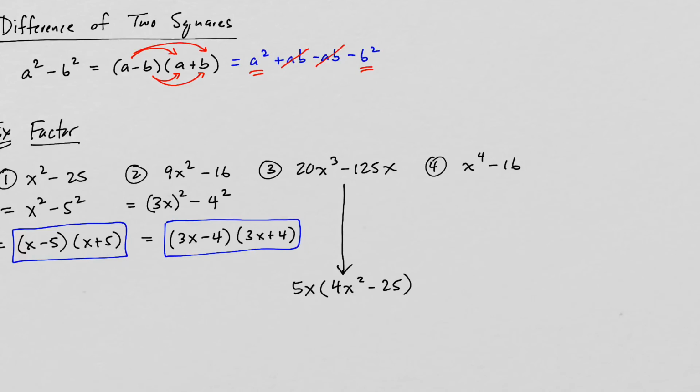And so by factoring out the greatest common factor, what we have left over now is the difference of two squares. And that can be factored quite simply because we know that 4x squared is 2x times 2x, and then negative 5 times positive 5 to get negative 25. So again, don't forget to factor out the greatest common factor anytime you can.